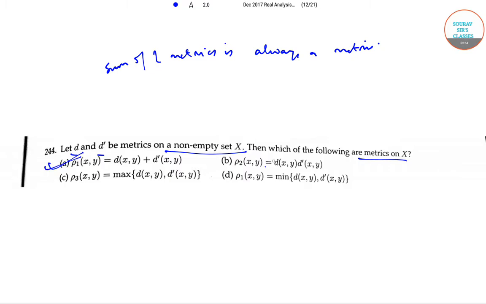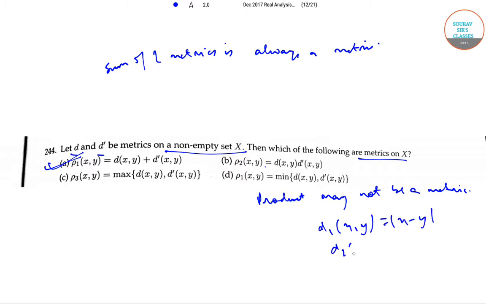Now for option B, the product may not be a metric. Consider the real line with metric d1(x, y) is equal to |x minus y| and d2(x, y) is equal to minimum of 1 and d1(x, y). So option B is incorrect.